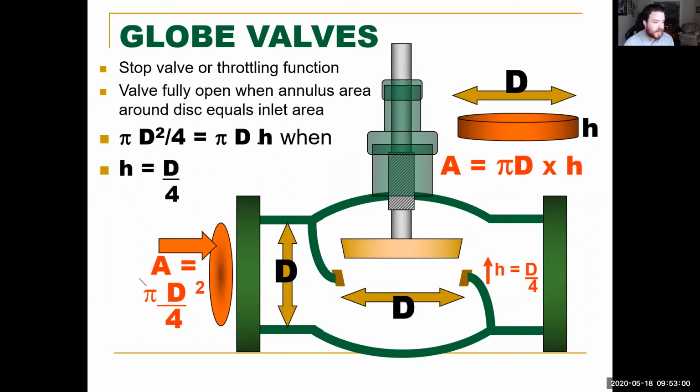So basically what all this math is saying is that the valve is fully open when this area equals the inlet area. So you don't have to continuously open this valve all the way until the disc is flat up here. As long as the area of flow is equal to the flow coming in, then it's fully open.